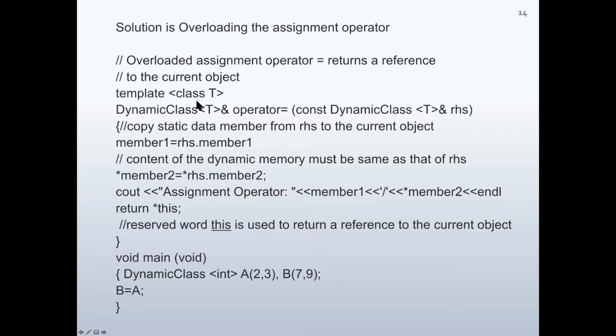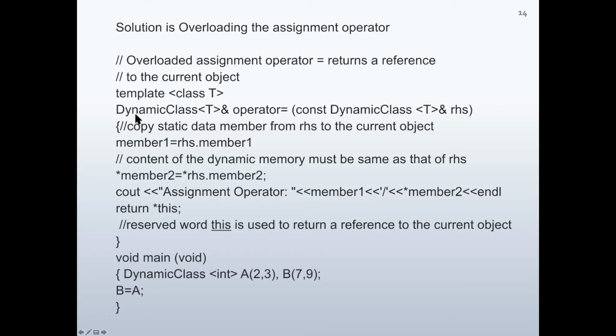So here there's a reference to dynamic class of type T object. Here T is a template class for the template implementation of the assignment operator. Here we have a parameter which is called RHS, right hand side. This is of type dynamic class T reference, and it's a constant.